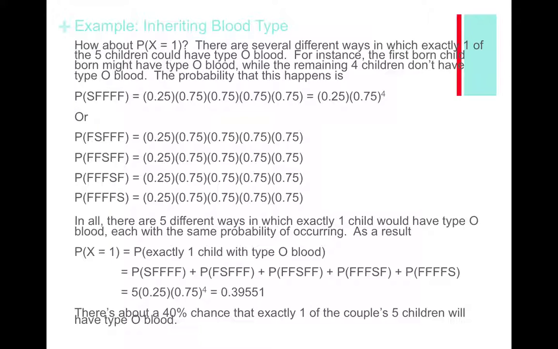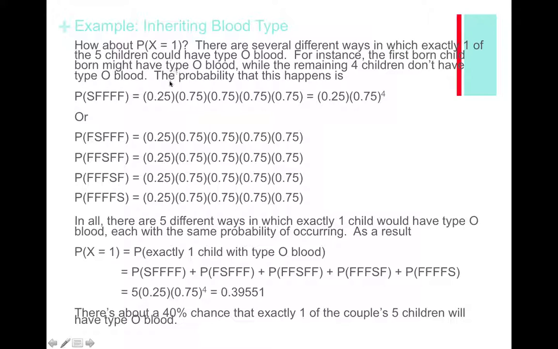How about if I asked you if one child were to have type O blood? So there are several different ways in which exactly one of the 5 children could have type O blood. So for example, the firstborn might have type O blood, but the remaining 4 children wouldn't have type O blood, right? So we would set this up as the probability of the first child being a success, but the next 4 being a fail, okay?